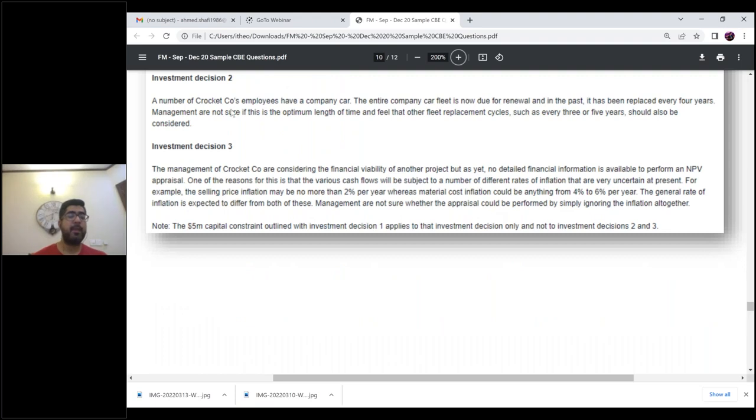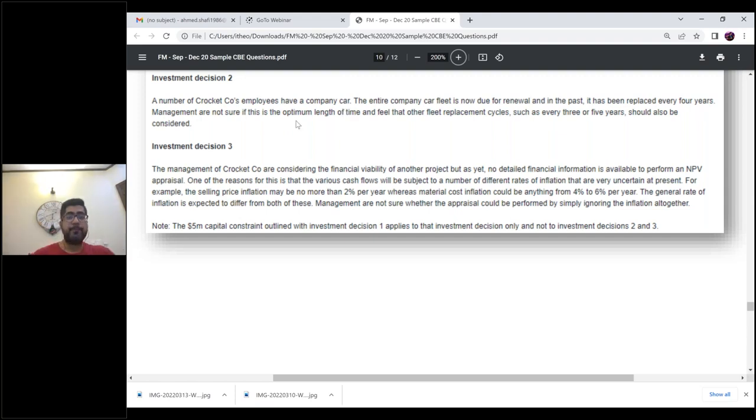Investment decision two. A number of Crockett's employees have a company car. The entire company car fleet is now due for renewal, and in the past it has been replaced every 4 years. Management are not sure if this is the optimum length of time and feel that other replacement cycles such as every 3 years or 5 years should also be considered. This is investment decision two.